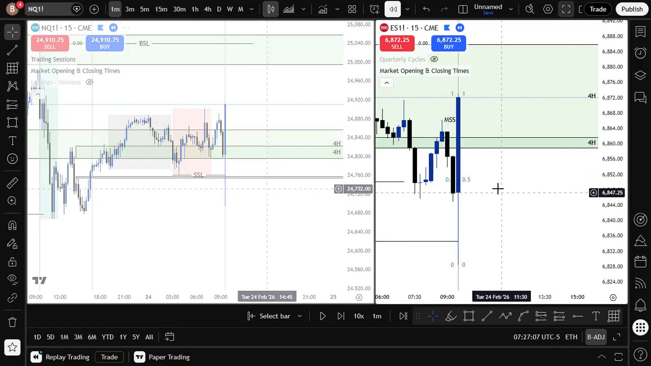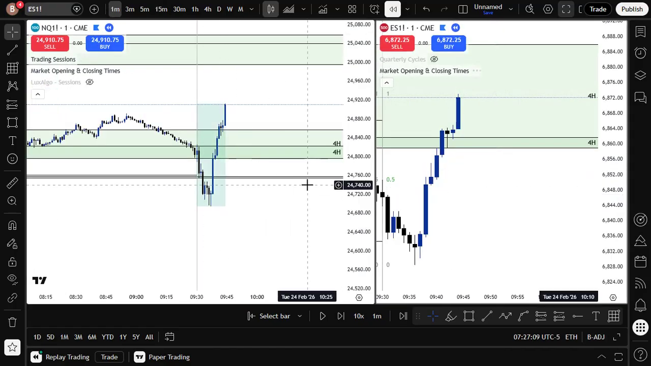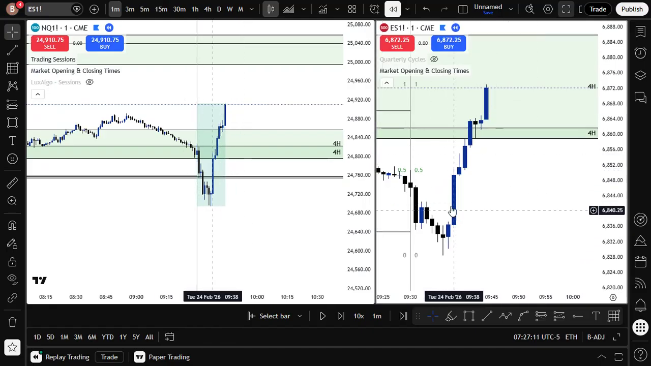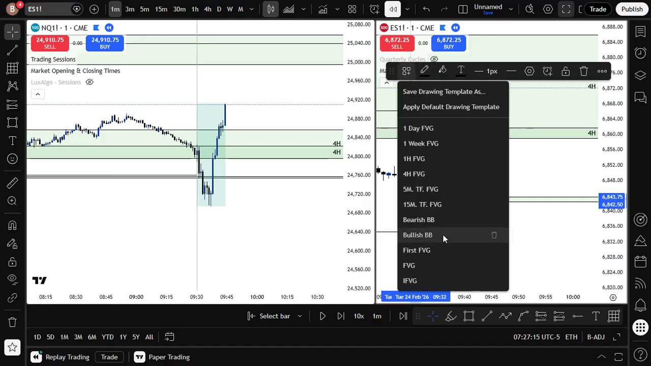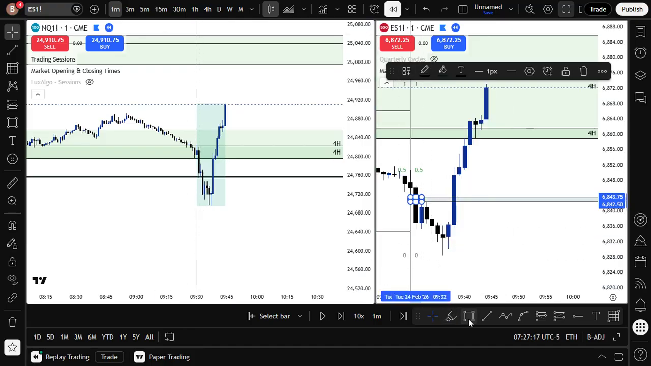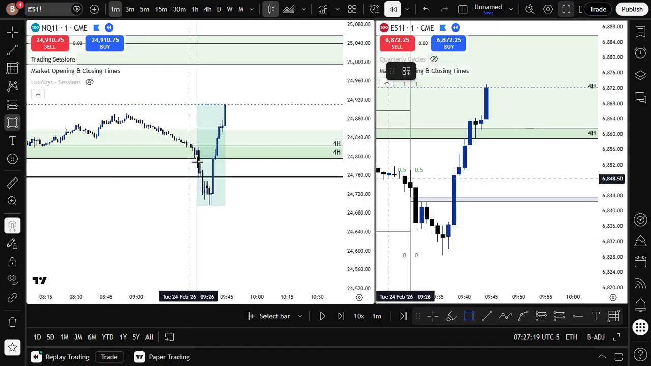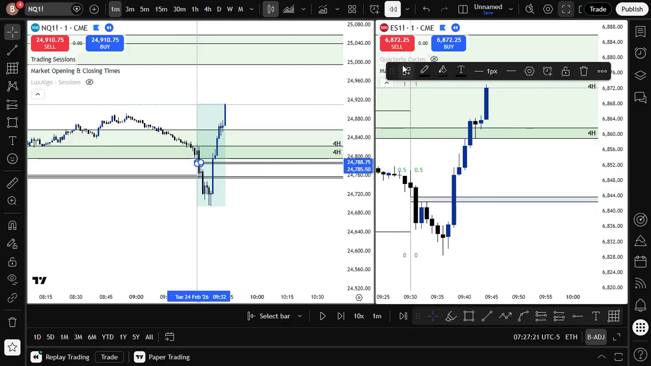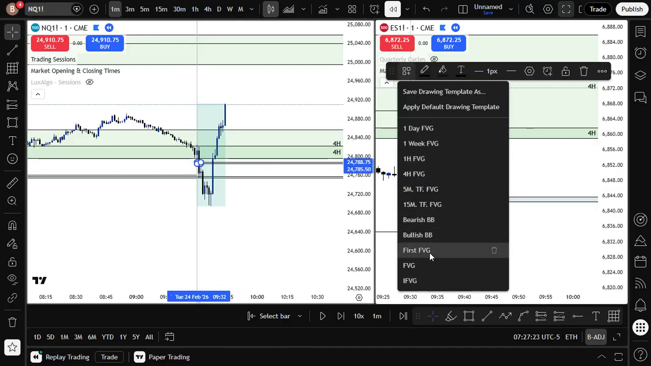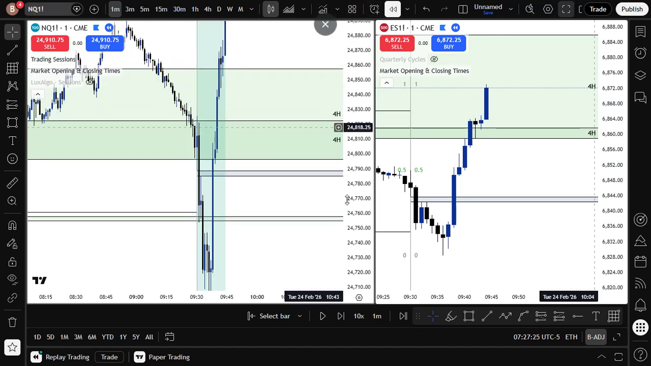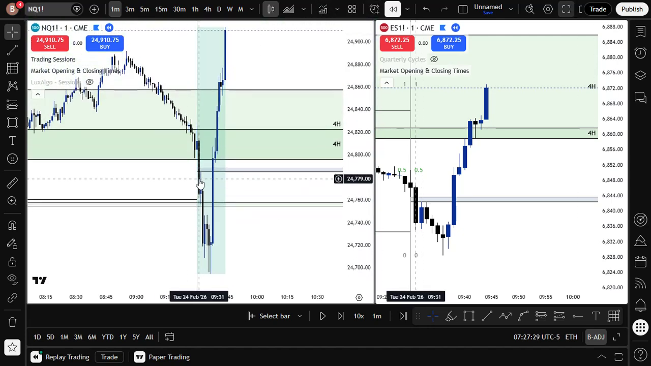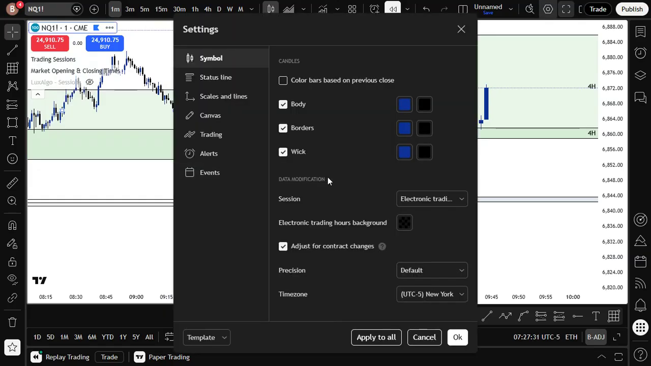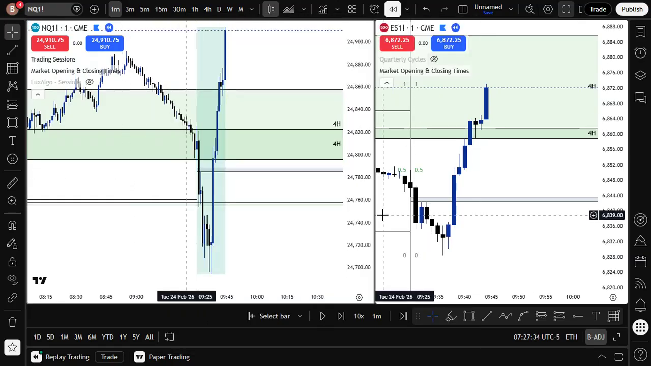Let me check the first presented fair value gap. Okay, the first presented fair value gap is here. And then the first presented on Nasdaq is this here. If I'm not mistaken. I think I'm not. No, I'm not mistaken. Yep, exactly.